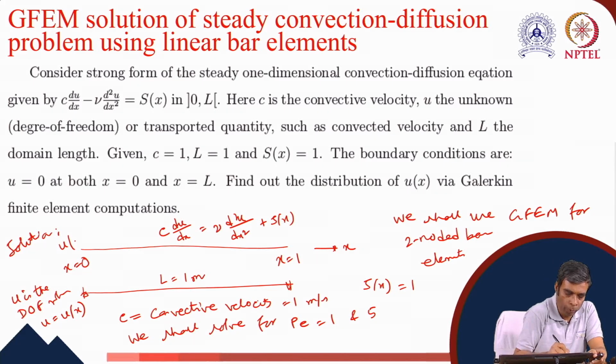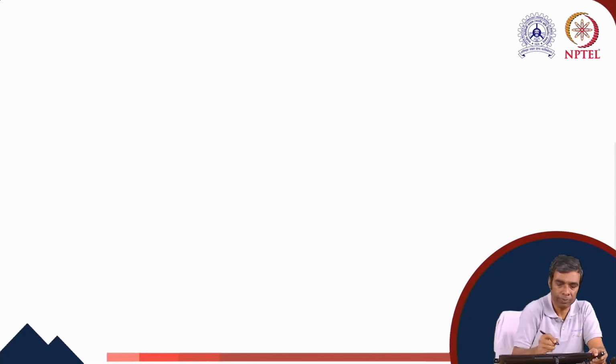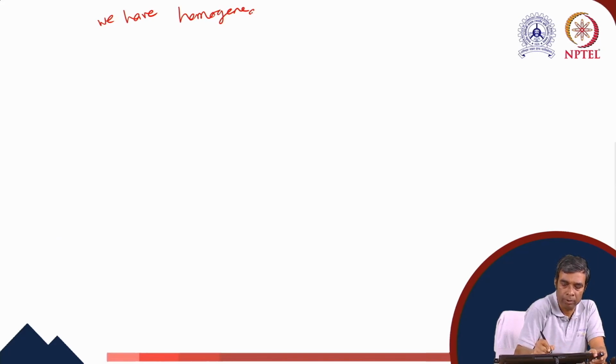So we have essential boundary condition at both the ends. So U at x equals to 0 and U at x equals to 1 equals to 0. So if the source term is also 0, it will reduce to an eigenvalue problem. But we have non-homogeneous source term. We have homogeneous EBC at both ends.